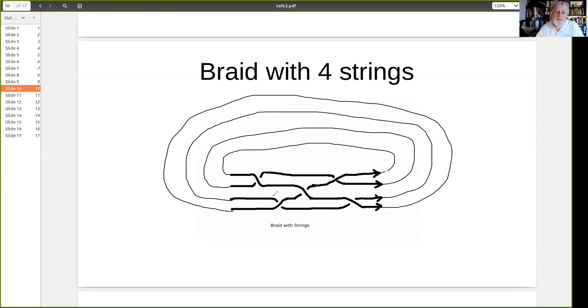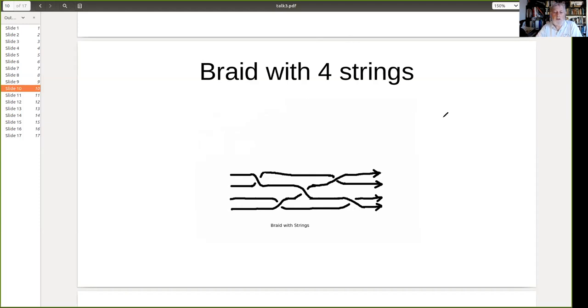It's called a braided diagram because it's the closure of this braid, and we know by Alexander's theorem that every knot can be represented in this way. Okay, so let's clear that. What have we got in the next?